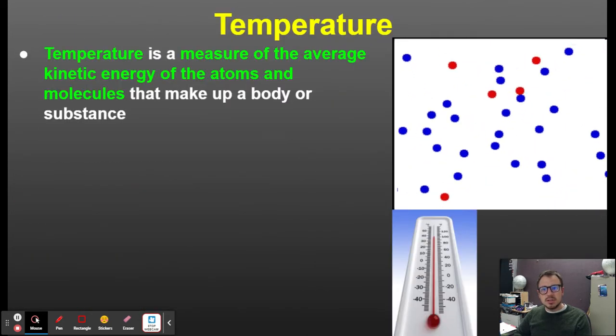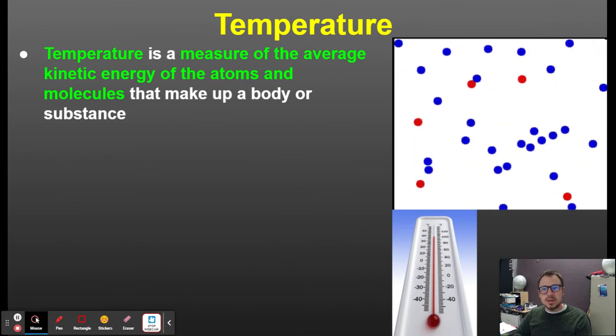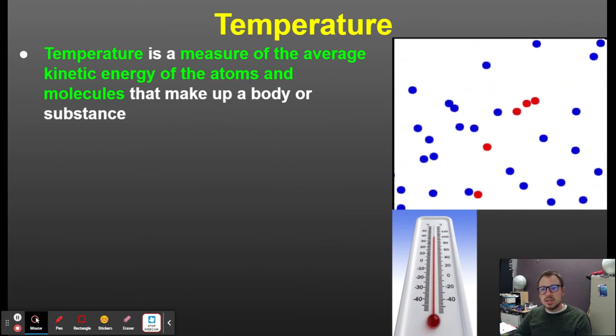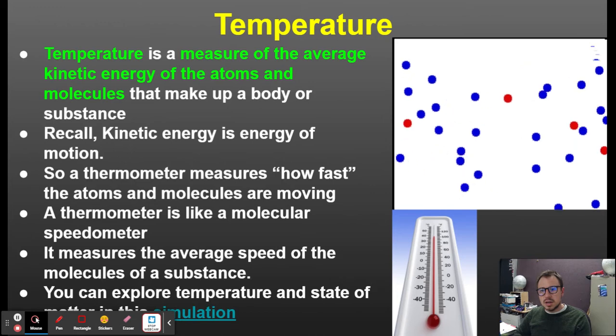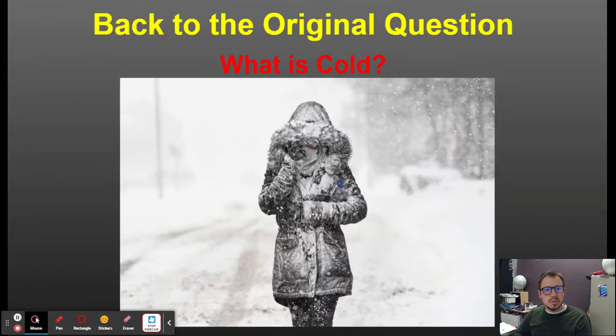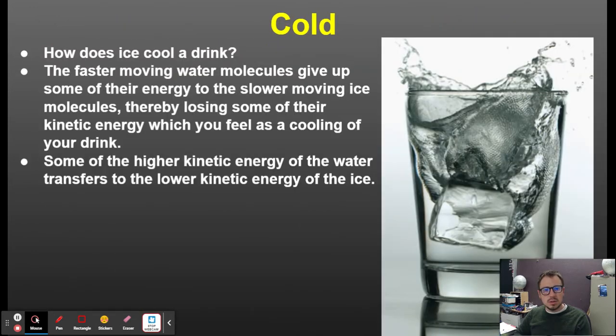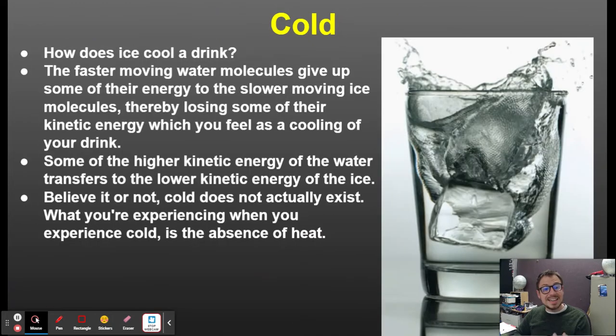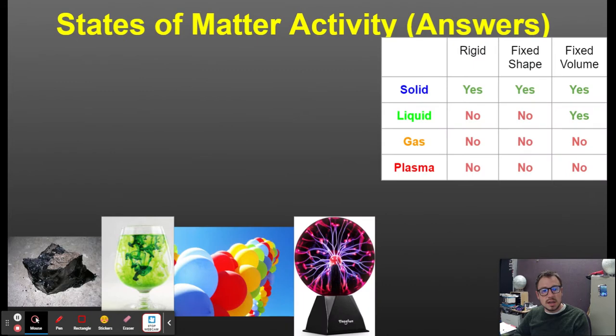So we learned about temperature, right? Temperature is a measure of the average kinetic energy of the atoms and molecules. So it's just the movement of those molecules. And what is cold? Well, cold is just kinetic energy moving from higher kinetic energy to lower kinetic energy. So when you drop ice into water, cold isn't moving out into the water. What's happening is that ice has lower kinetic energy. The higher kinetic energy is giving some of that energy to the ice cubes.